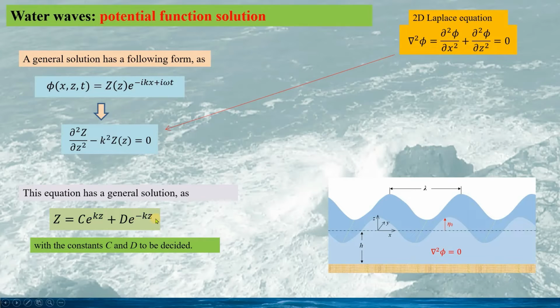So if we substitute this expression into this derived equation, it would be satisfied automatically, regardless of what the constant c and the constant d are. So next, we need to determine the constants c and d using the relevant boundary conditions.